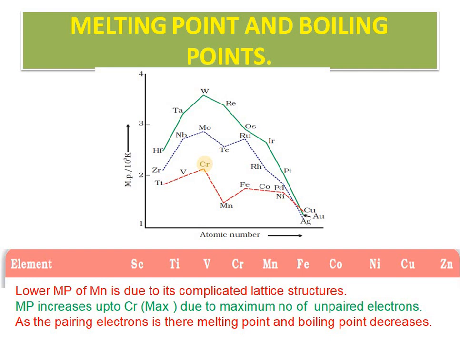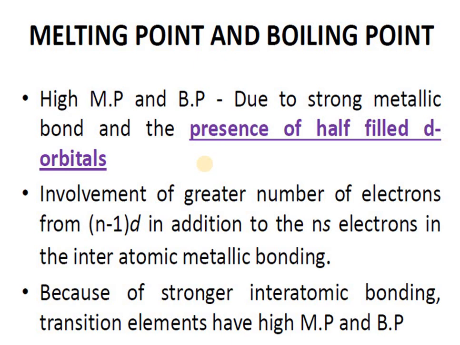So we have discussed already that manganese's melting point is low because of its complicated lattice structure. Melting point increases up to chromium, which is the maximum, because of the maximum number of unpaired electrons. As the pairing increases, the tendency to form metallic bonding decreases, therefore melting point and boiling point decrease. So we have discussed all this already. Melting and boiling points are basically based on the half filled d orbitals. The greater the number of electrons in the partially filled n-1 d orbital, in addition to the ns electrons, the more they are involved in interatomic metallic bonding. Because of stronger interatomic metallic bonding, transition elements have high melting and boiling points.